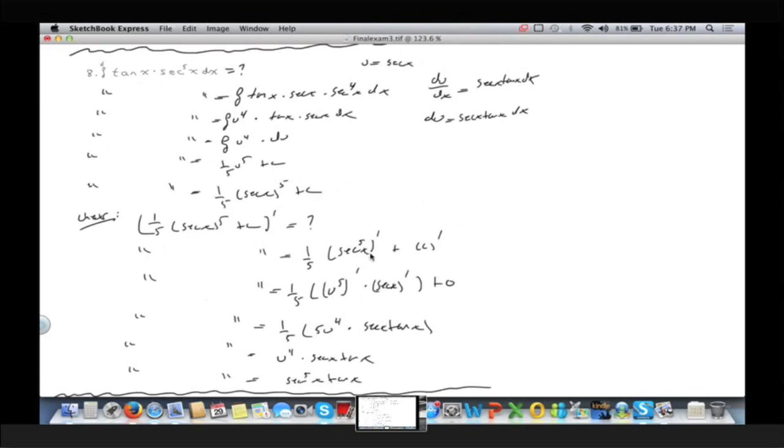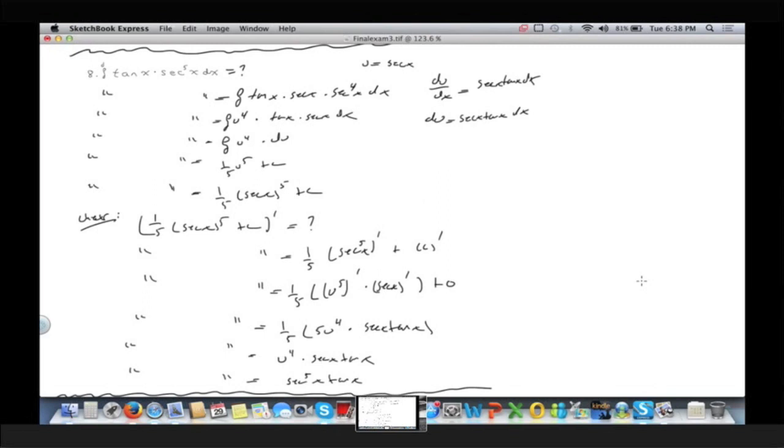All right, now this is the case where it helps to break out a secant, because you want to have a secant tangent term there in the derivative. So you end up with the u to the 4th. Let's see, 5. Okay, that looks good.